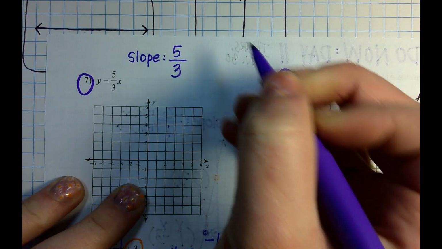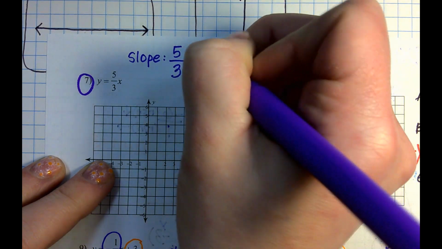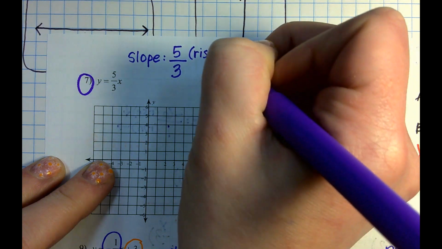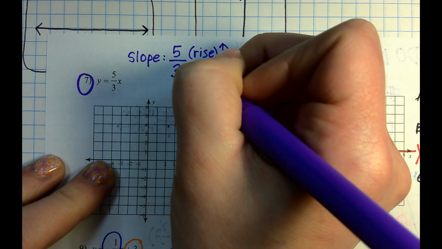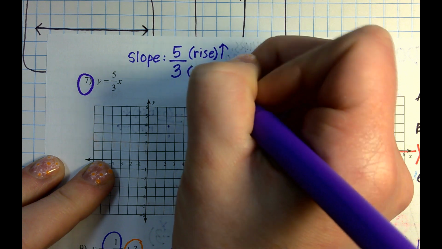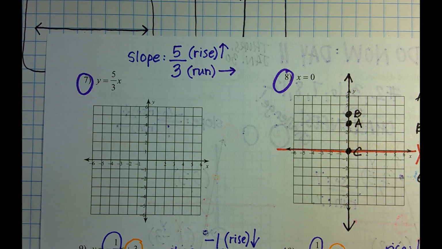Okay, so what's my rise? 5. And it's positive, so we go up 5. What's my run? 3. Positive, so run 3, that's to the right. And we don't have an intercept.